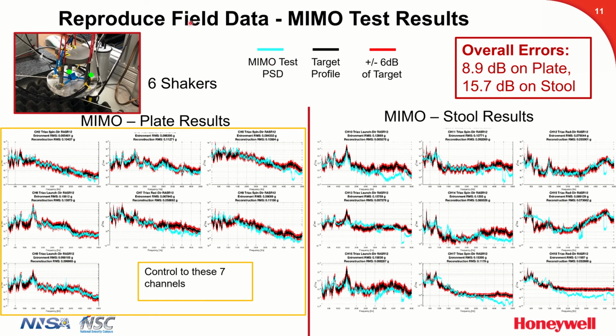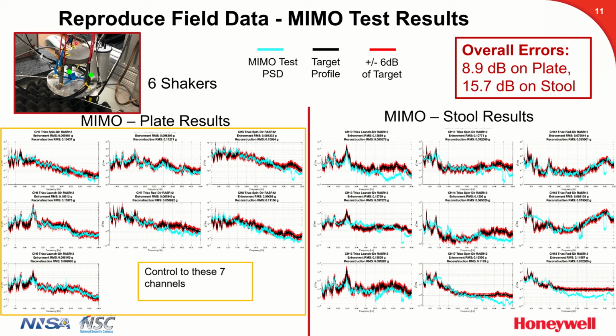So in doing all of this, we have a set of field data, and we run the MIMO test. We assemble everything and actually run this. These are the 7 accelerometers down here on the plate that we're controlling to. And you can see that we do usually a pretty good job on those control channels. We have 7 control channels and 6 shakers, so we can't do a perfect job, but we do a pretty good job. And we have about a 9 dB average error on those sensors.